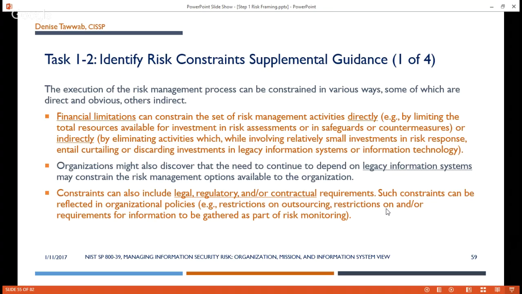We all know that. Your organization might also discover that the need to continue to depend on legacy information systems might constrain the risk management options available to the organization. Many organizations, for instance, federal organizations, hospitals, pharmaceutical companies, have legacy information systems that work just fine. They worked for years. Replacing them would cause a massive amount of disruption, and so they're still depending on those legacy systems.